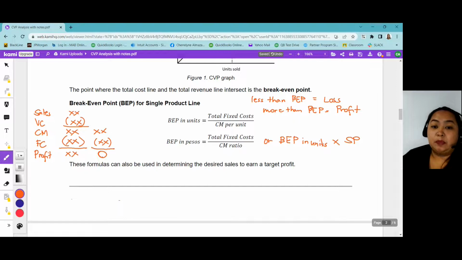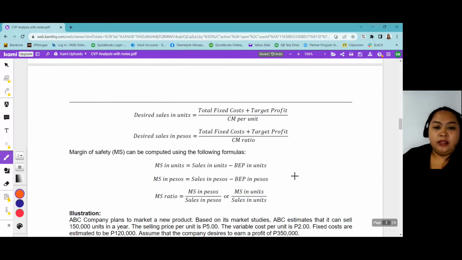So, minsan kasi may mga problem na bibigyan ka ng BEP in units, ang meron ka is total fixed cost, CM per unit, pero ang hinihingi nila is BEP in pesos. So, from there, makukompute mo yung BEP in units, i-multiply mo na lang siya sa selling price per unit. Okay? Para makuha mo si break-even point in pesos. Okay? So, tignan natin. Next.